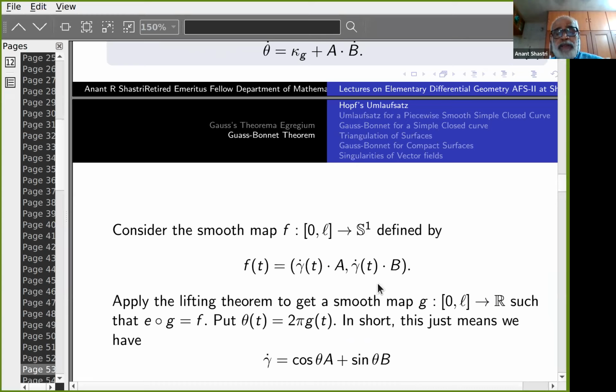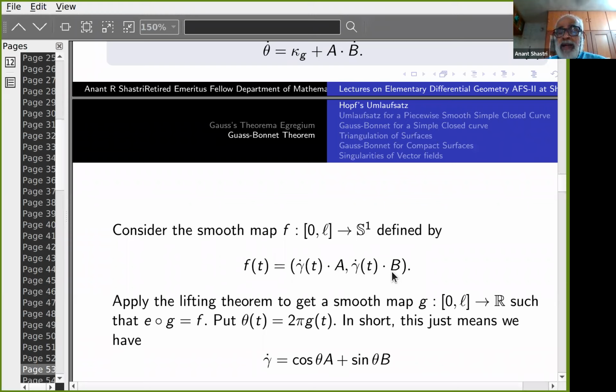This is the first part I am explaining here again, namely, consider the smooth map F from 0 to L to S1 defined by F(t) equal to gamma dot(t) dot A. See, gamma dot is a smooth function. Okay, that's a vector, a 3-vector. You can dot with A. A is also a smooth function. You can write it as A(t) actually, but we are ignoring such formalities here. The second coordinate is gamma dot(t) dot B. B is not a constant vector, it's B(t). So that's another function. So this is automatically a smooth function.